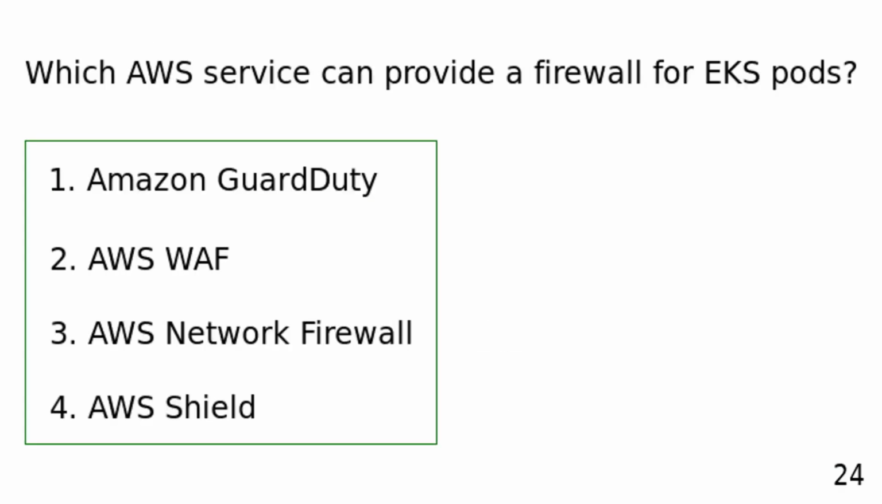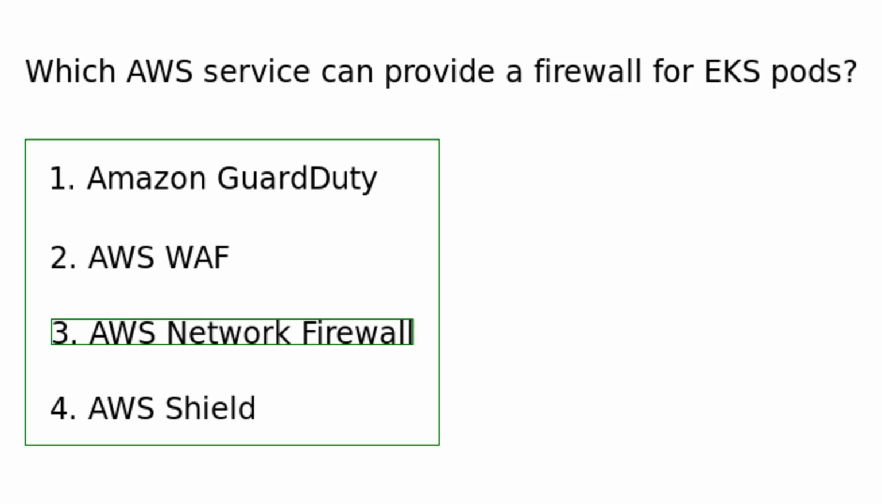Which AWS service can provide a firewall for EKS pods? Amazon GuardDuty. AWS WAF. AWS Network Firewall. AWS Shield. AWS Network Firewall can provide network protection for your EKS pods at the VPC level.